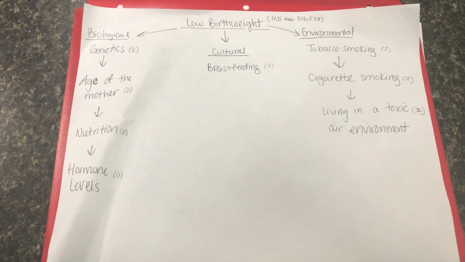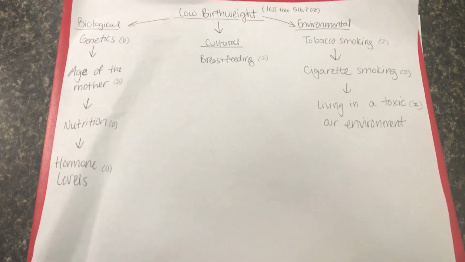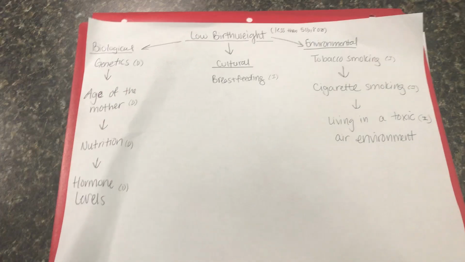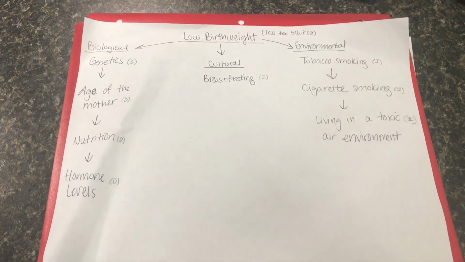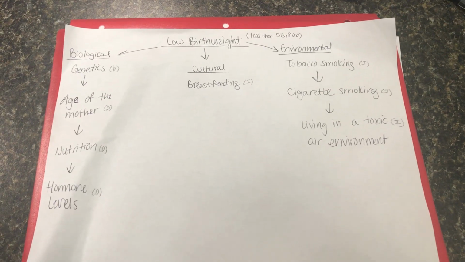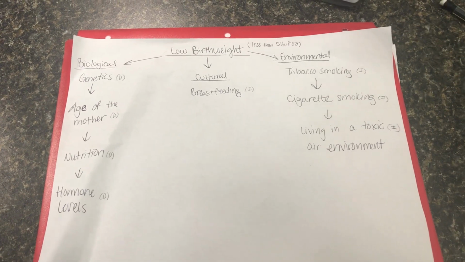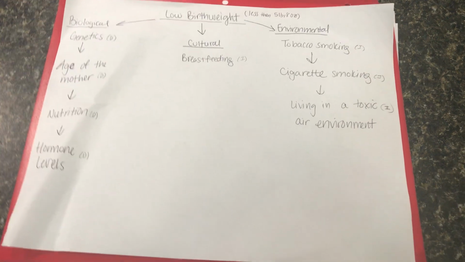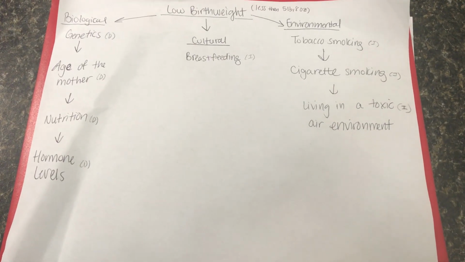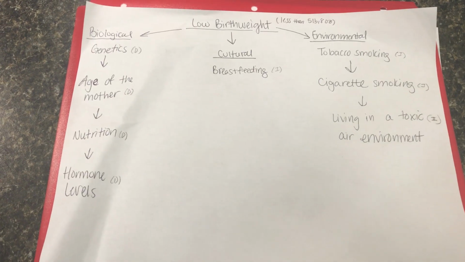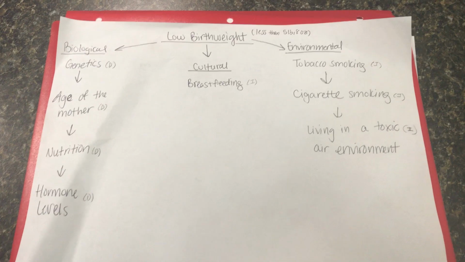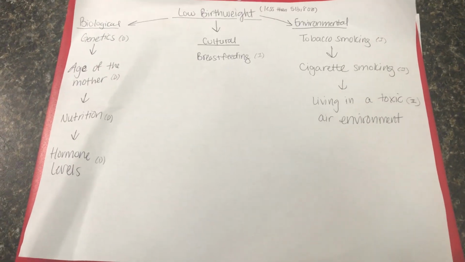Moving on to the age of the mother. The age of the mother plays a crucial role in the birth weight of the baby. So if a woman were to give birth to a child in her late 40s, maybe 45 or so, the infant would be at a higher risk for having low birth rate compared to if the woman gave birth anywhere between 20 and 40 years of age.